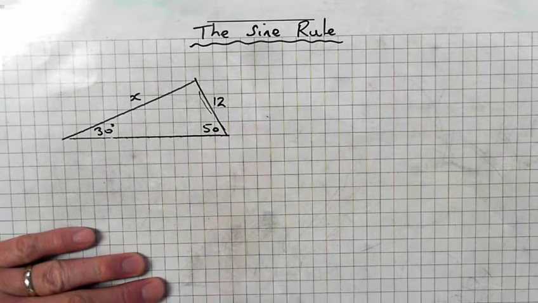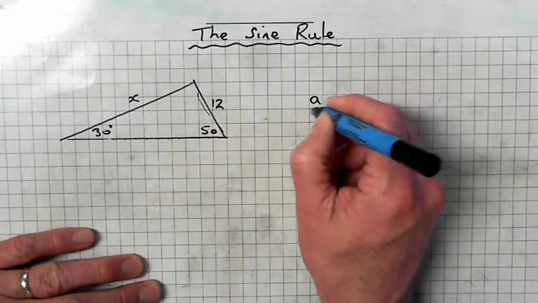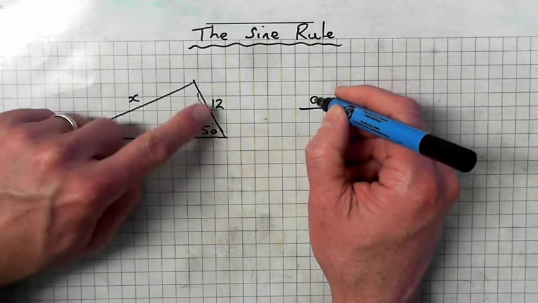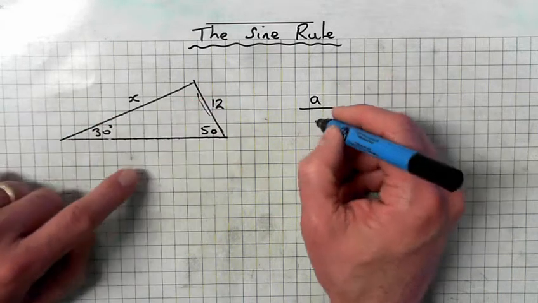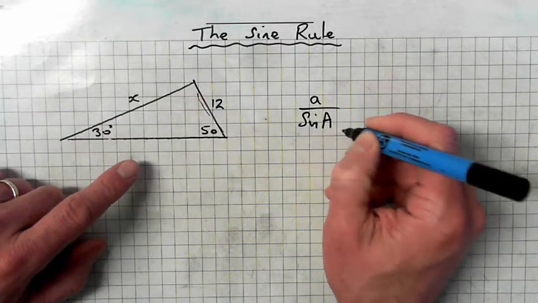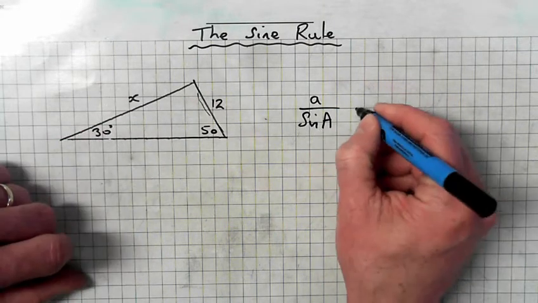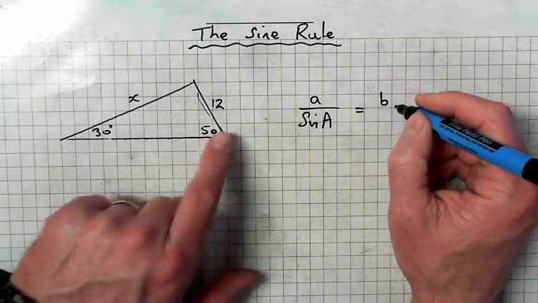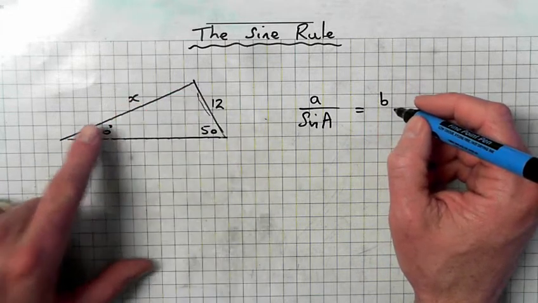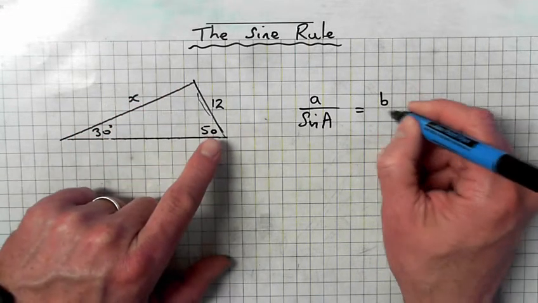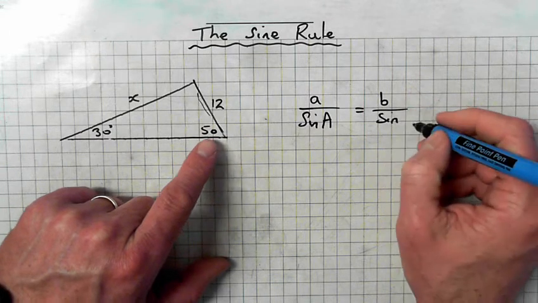Right, so in the sine rule you can write it like a over sine A. Lowercase a stands for the length of a side. So let's say that would be 12 over sine 30. And then b would be the length of this side, x over sine 50.